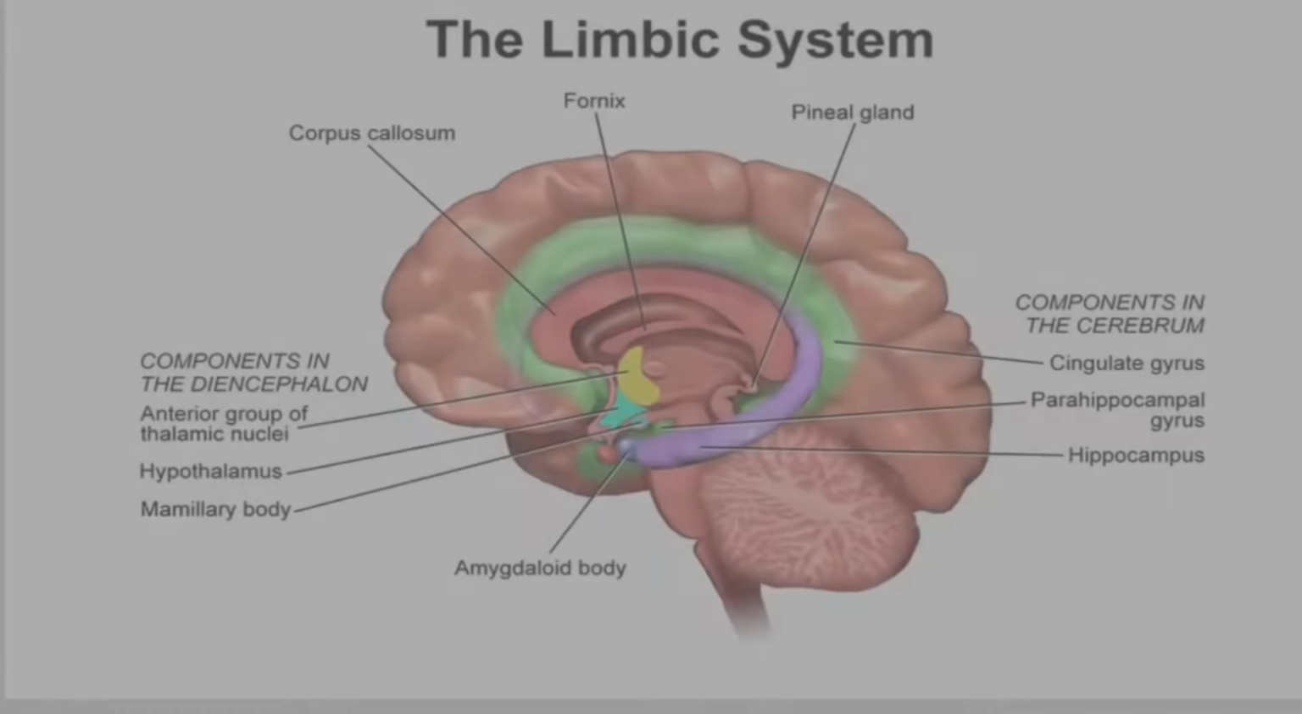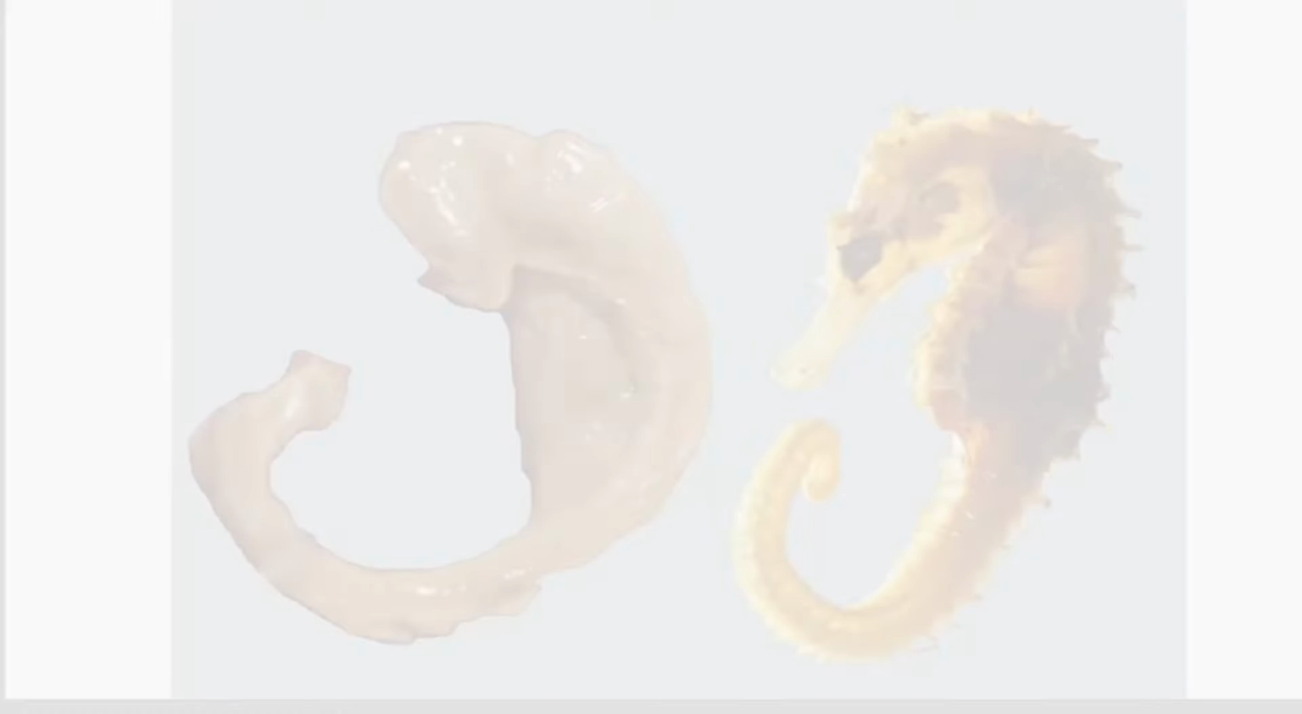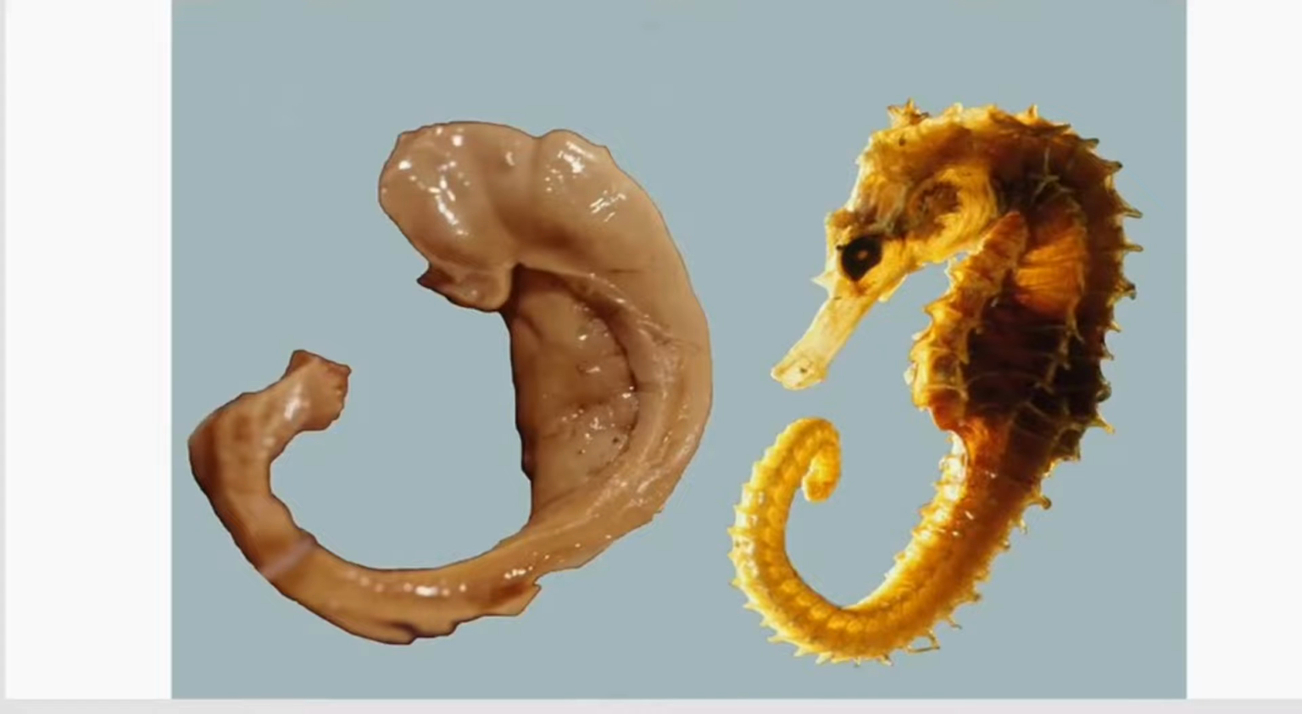So I'll start with the basics. Alzheimer's disease is the most common cause of dementia worldwide. It affects millions of people. And it all starts in a small area of the brain called the hippocampus. Now you notice the hippocampus is shaped a little bit like a seahorse, which is where it gets its name from. The Greek for seahorse is hippocampus.